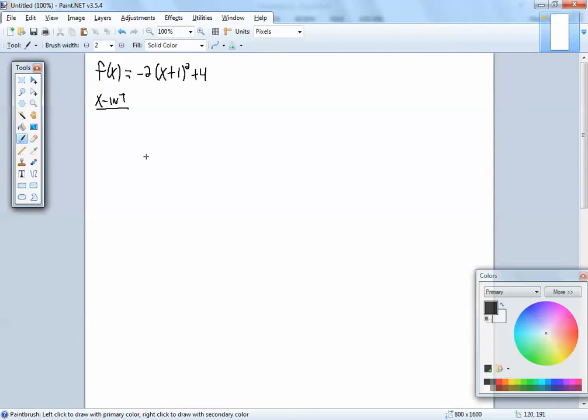Well, to find the x-intercepts, you always plug 0 in for the other variable, so plug 0 in for y. Remember, f of x is the same as y. So we got 0 is equal to -2 times x plus 1 squared plus 4. And then we want to solve for x. So I'm going to take the 4 over, becomes a -4. Remember, when you take anything across your equals, your sign changes. Then I'm going to divide by the -2 because we want to get the part to squared by itself.